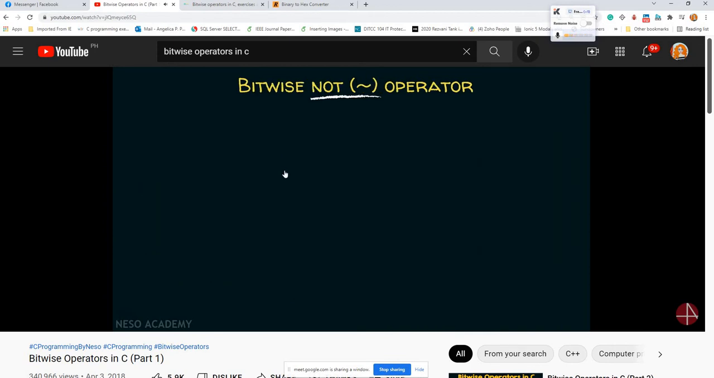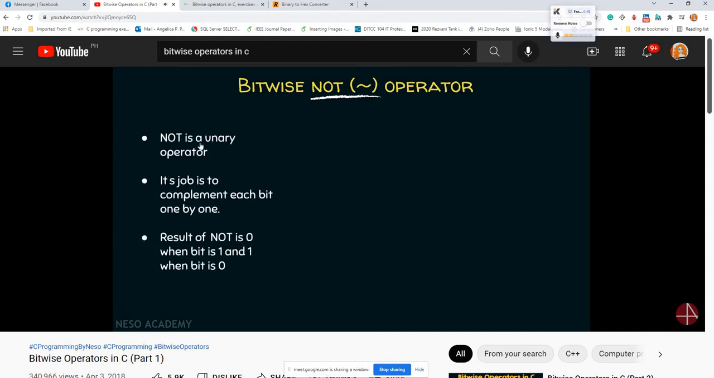Okay? Now let's try to understand the concept of bitwise NOT operator. NOT is a unary operator. That means it requires just one operand. Its job is to complement each bit one by one. As it takes only one operand, its job is to complement each bit of that number one by one. Result of NOT is 0 when bit is 1 and 1 when bit is 0. Simple. Complement means that 1 becomes 0 and 0 becomes 1. Now let's consider one example of bitwise NOT operator.